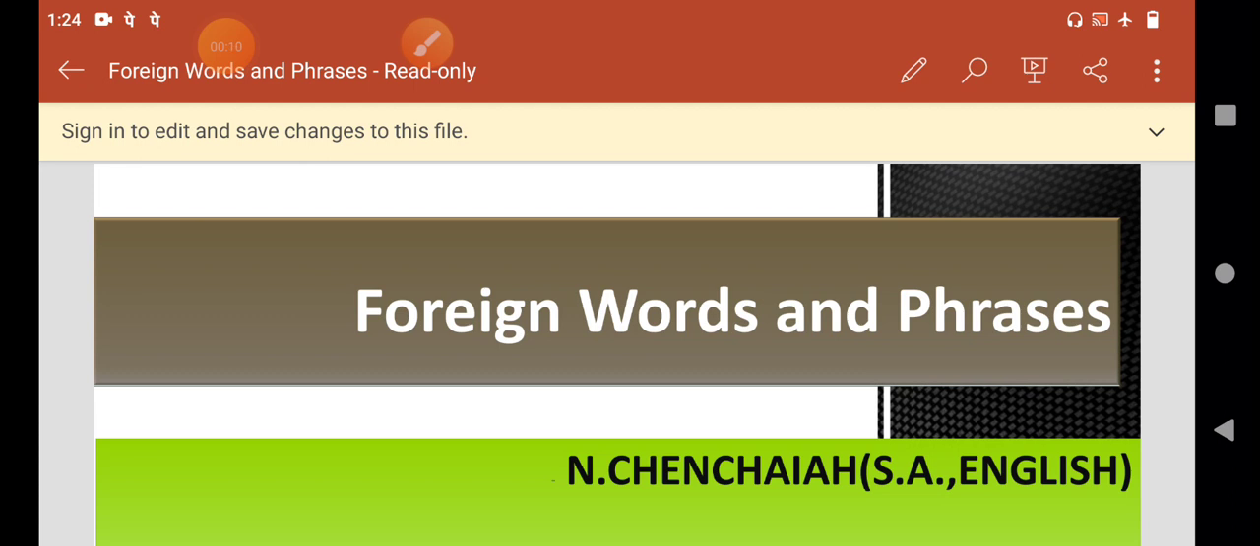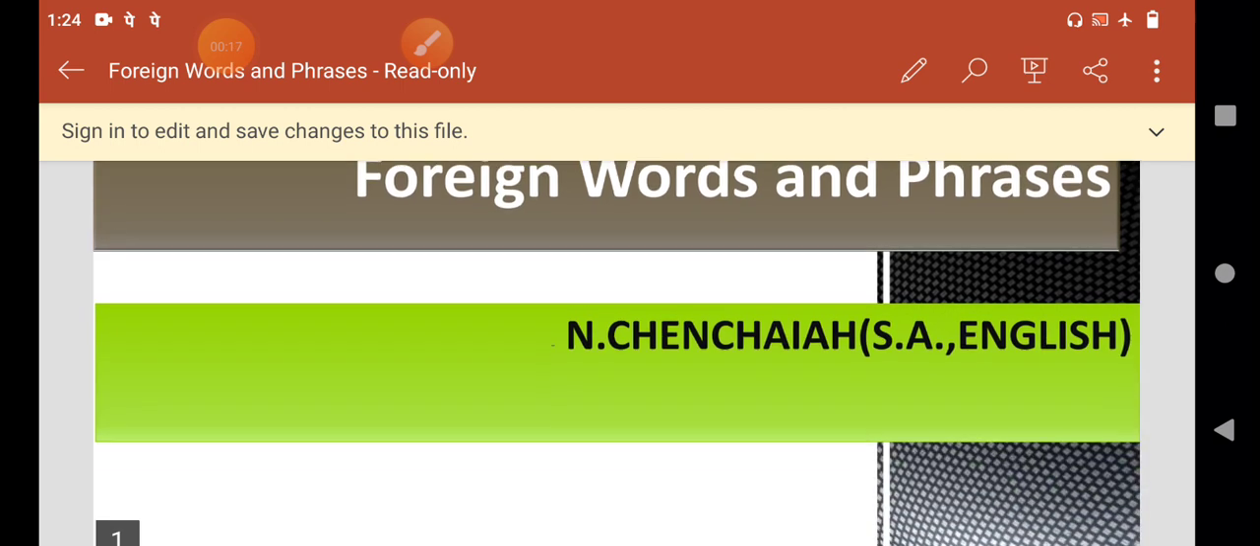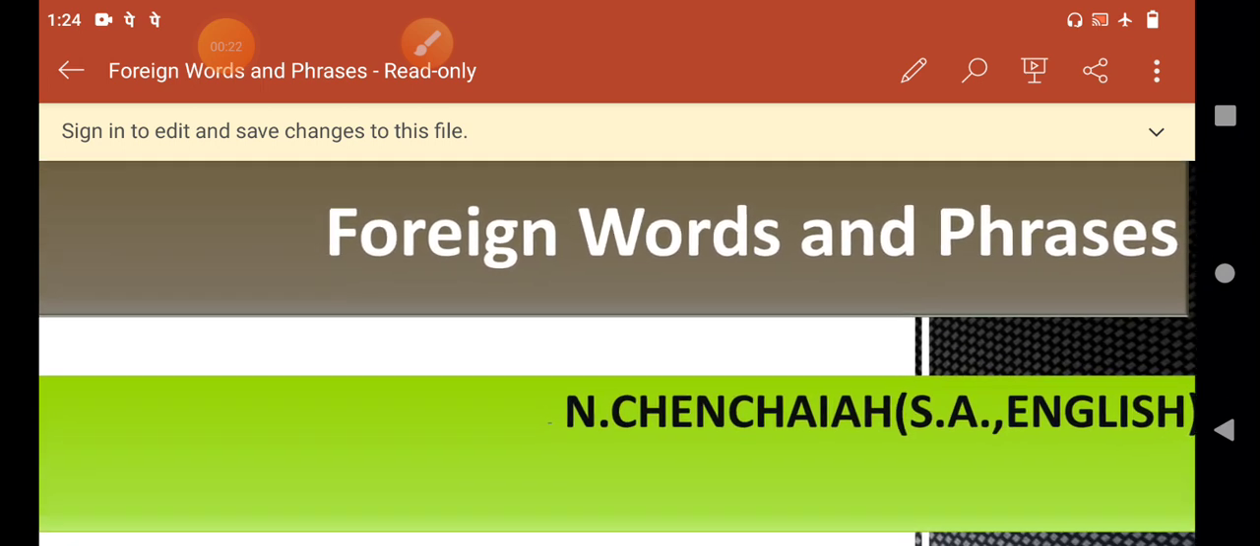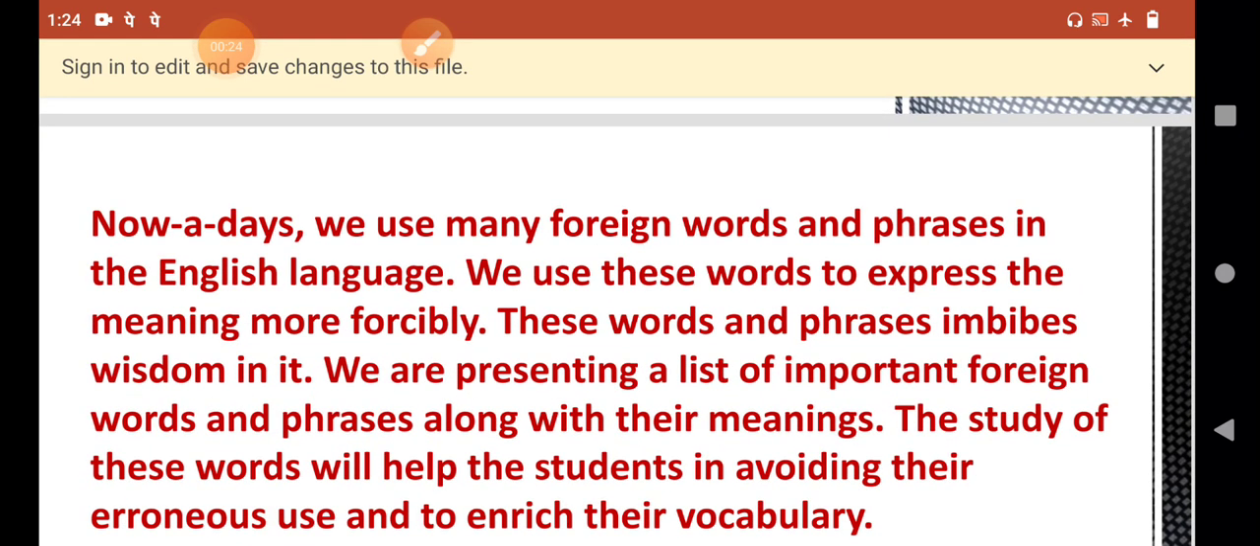Today the class is about foreign words and phrases. And regarding foreign words and phrases in the English language, foreign words are also called loan words or borrowed words. They came from different countries and different languages.